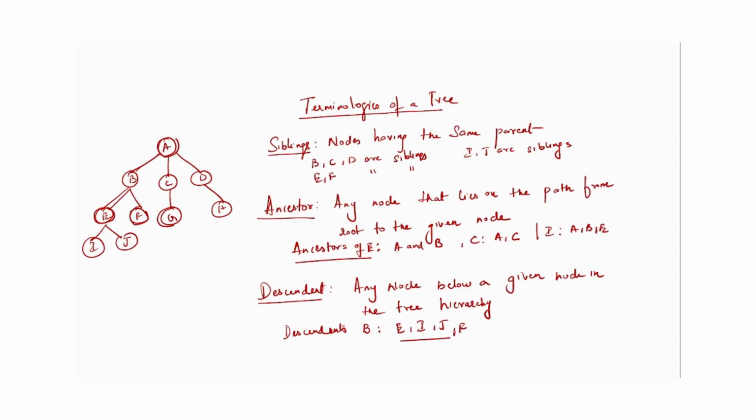What are the descendants of C then? The descendant of C is only one, G, right? So the descendant of C is only G, correct? What are the descendants of A?